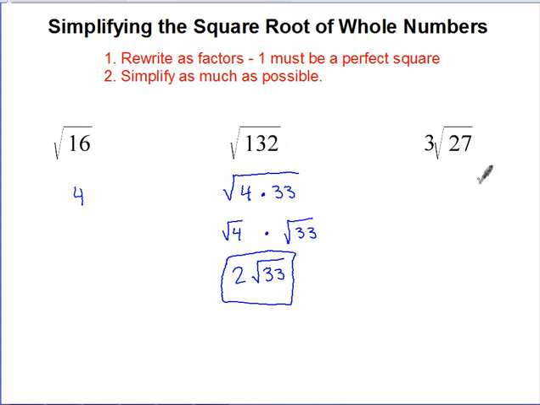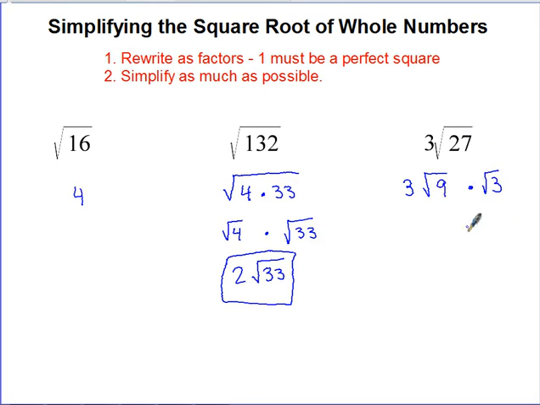Then in this next example, I have 3 times the square root of 27. I'm going to do the same thing. 27 I need to break apart into two factors, one of which is a perfect square. What perfect square can go evenly into 27? Well, 9. So I'm going to rewrite this, I still have the 3 outside, and then I have the square root of 9 times the square root of 3, because 9 times 3 is 27.